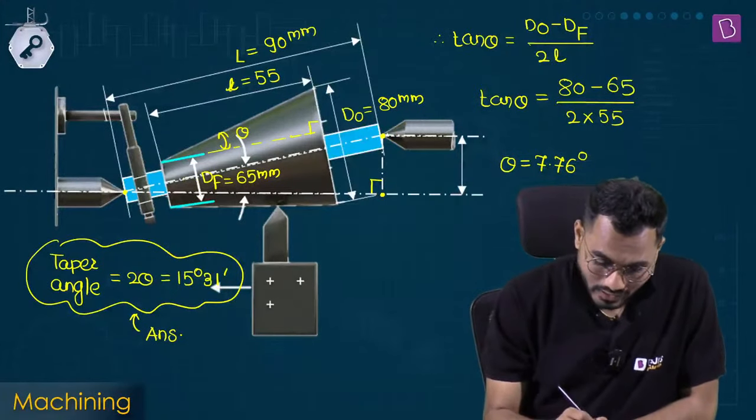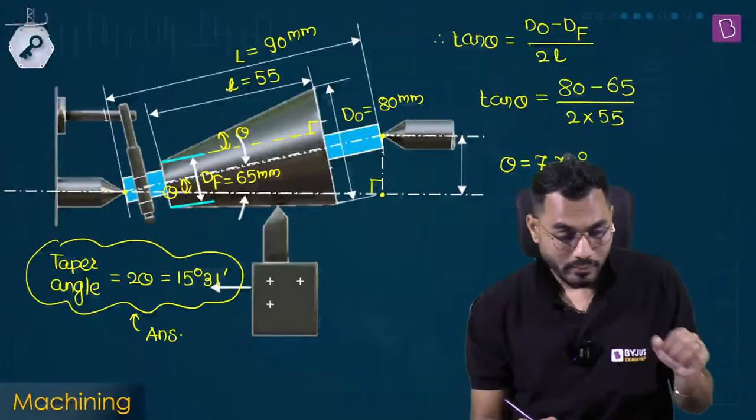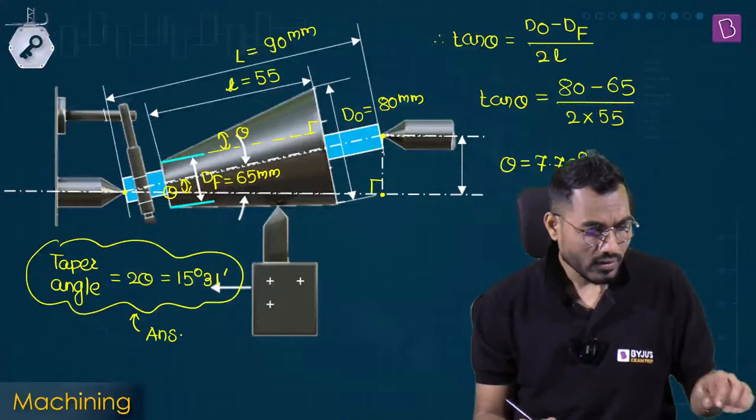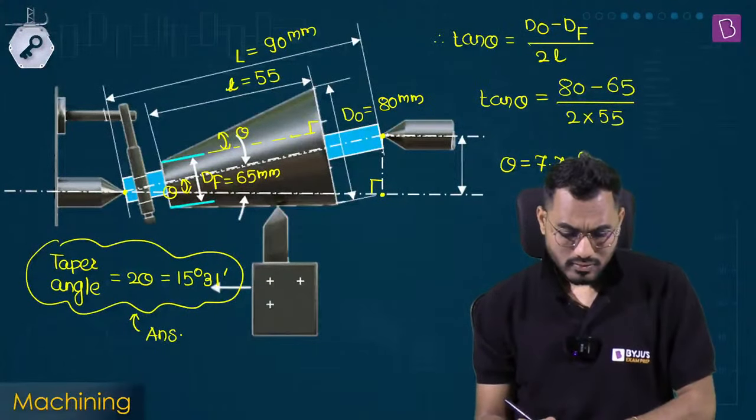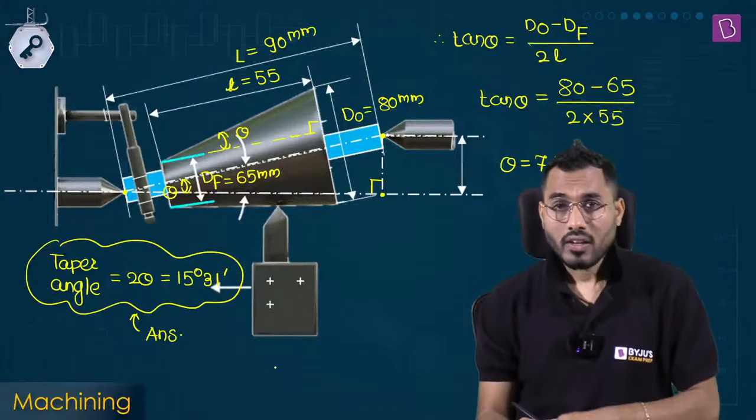Now what will be this angle? If I talk about this angle, can I say that it will be theta? That will be half of the taper angle theta. This is horizontal, this is parallel. Yes, half of the taper angle.